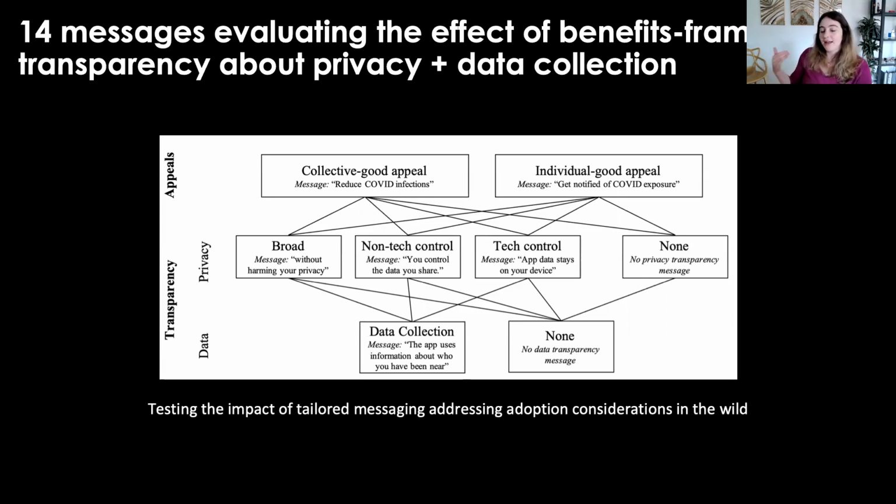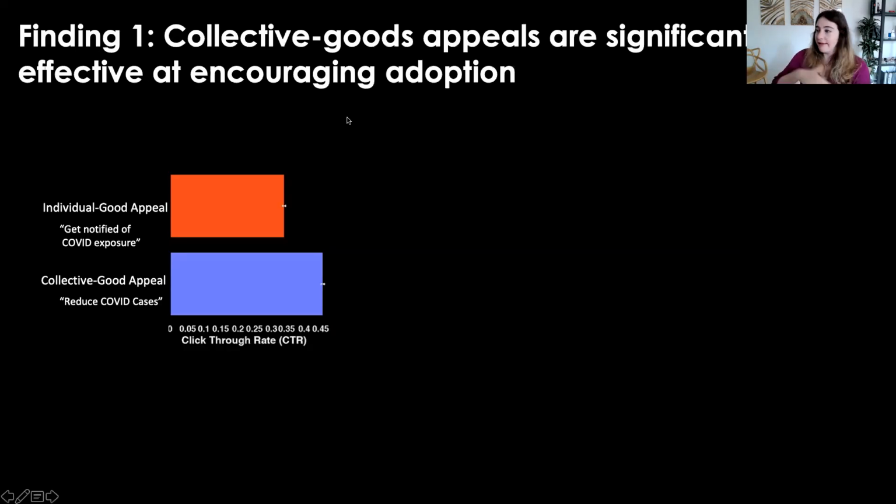We did not display any data transparency message without a privacy statement, because of course we were running these campaigns in real time at the time that the app was released, and we didn't want to unduly influence people to not adopt by just saying what data it collected without saying anything about privacy. Okay. So we ran all of these advertisements in order to understand the effect of both individual and collective goods appeals, as well as privacy statements.